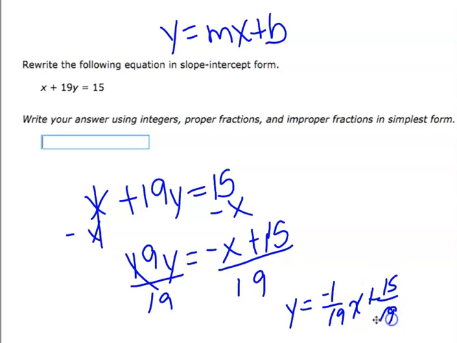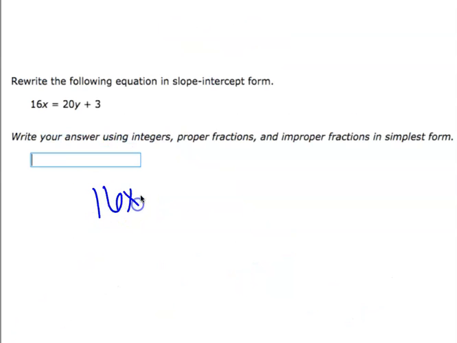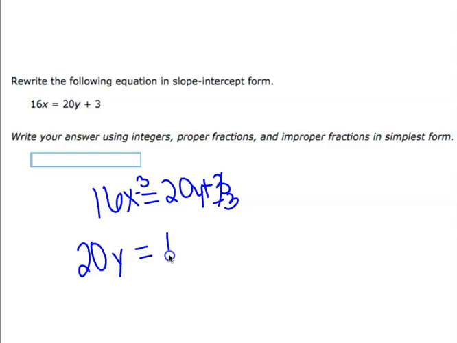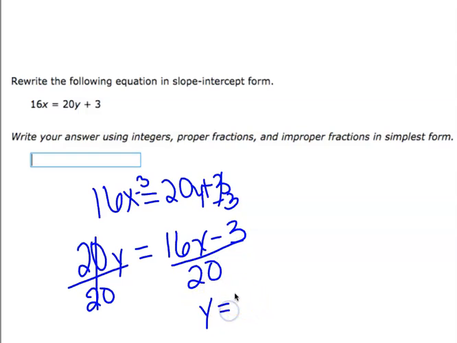So the same thing here. You want it in y equals mx plus b. So I'm going to move the 3 to this side, and then I'm just going to rewrite it. So I have 20y equals 16x minus 3. I divide by 20 on both sides to get y equals, and I can simplify. So this is 4/5 x minus 3/20. And I can leave it as proper and improper fractions in simplest form. So it's y equals 4/5 x minus 3/20.